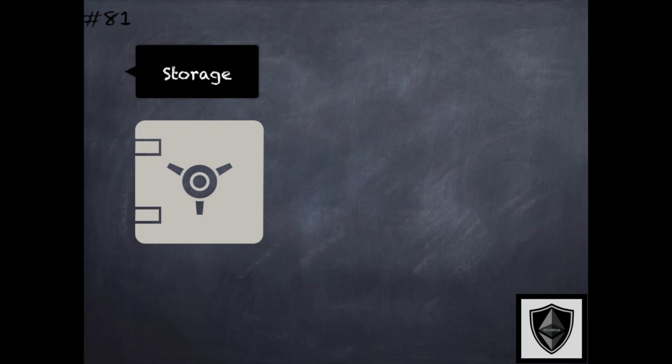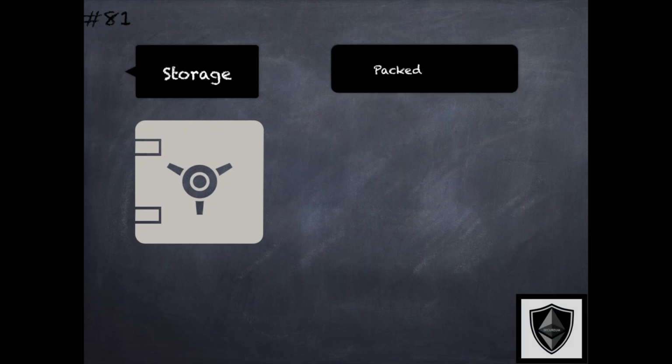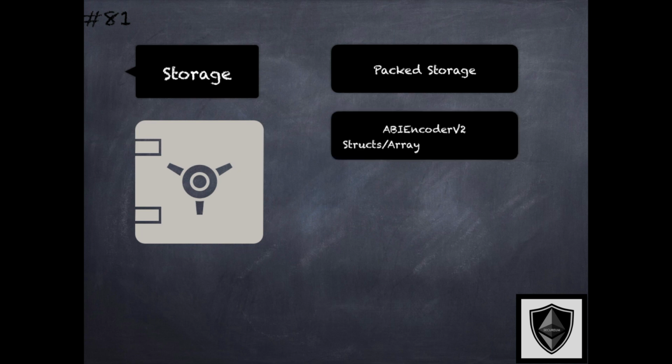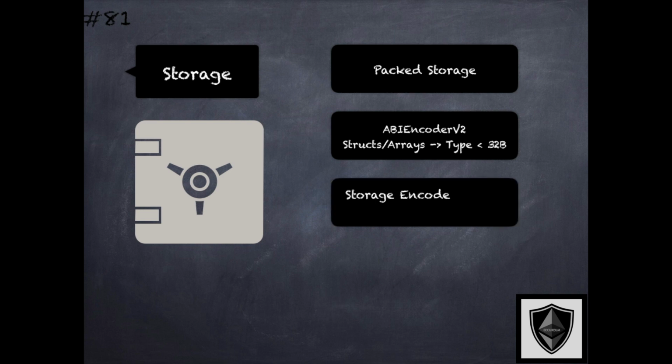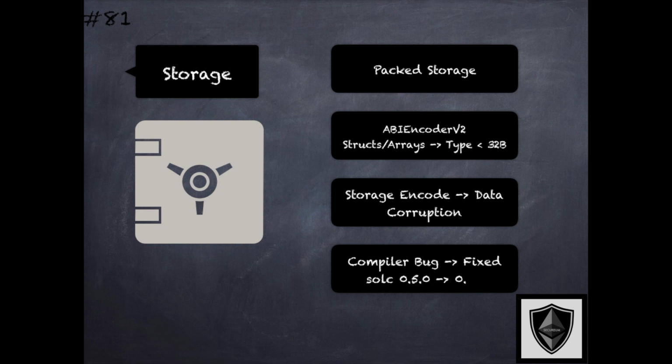There was a compiler bug related to packed storage, storage structs, and arrays with types that are smaller than 32 bytes when encoded directly from storage using ABI encoder v2 could cause data corruption with the compiler version shown here.